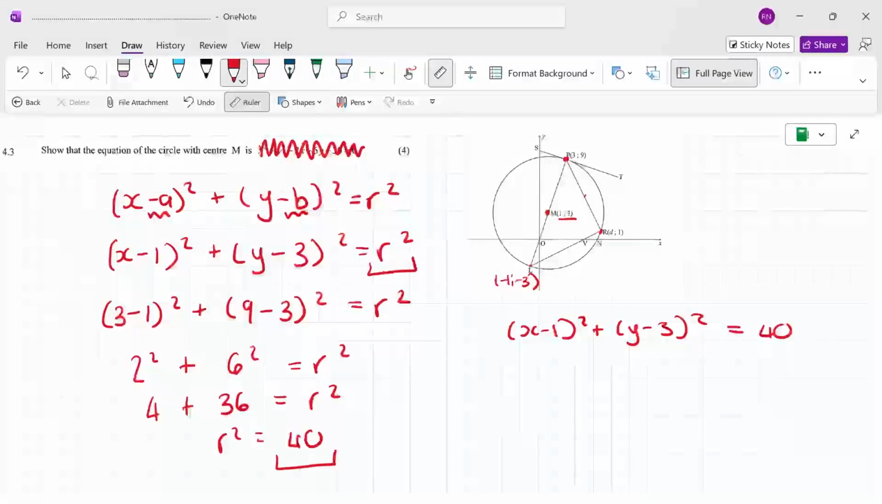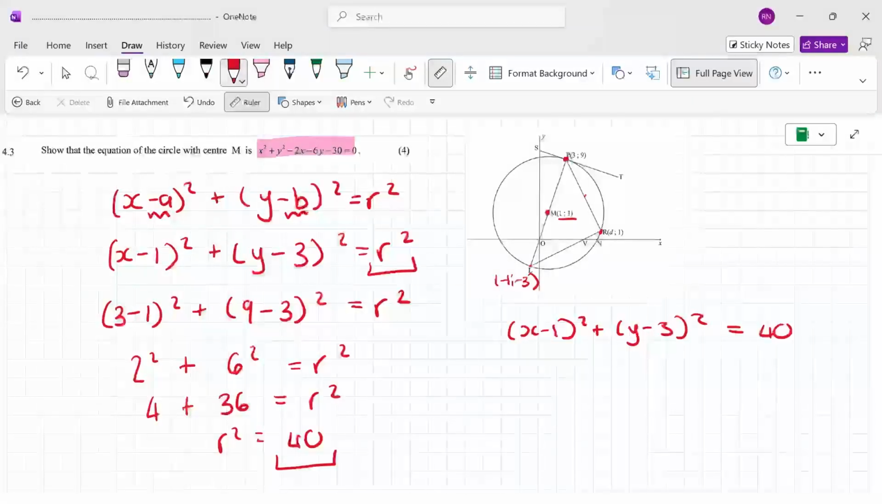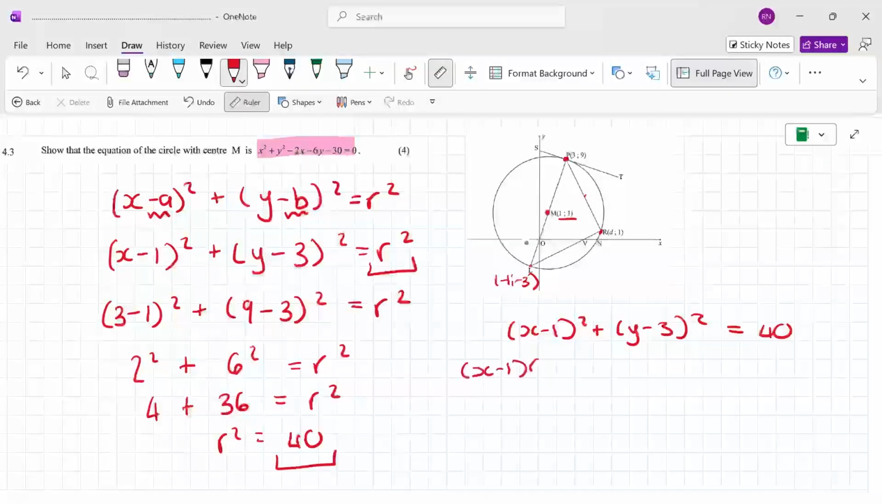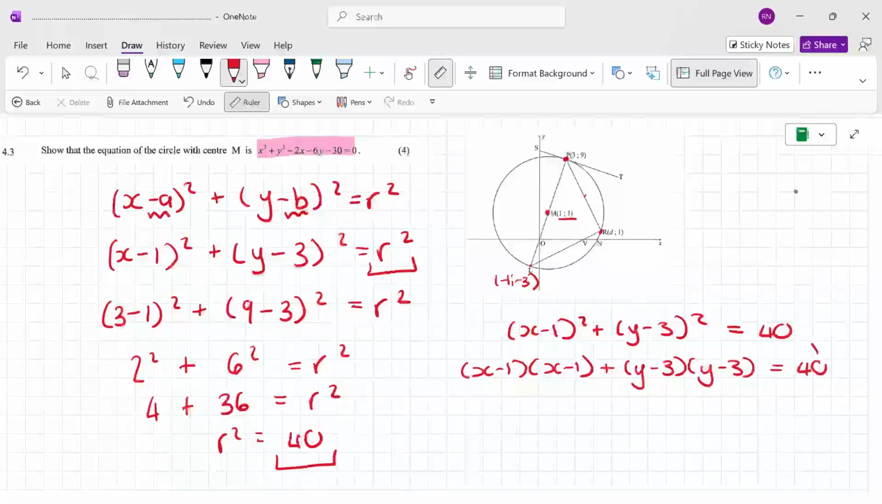Okay, now we look at what we're trying to find. We want to show that it's equal to this, but I can see that there's no brackets here and there's nothing on the other side of this equal sign. So I need to first expand out this x minus 1 and the y minus 3. So it'll be x minus 1 plus y minus 3, y minus 3, and y minus 3 is equal to 40. We'll move the 40 that side just now.